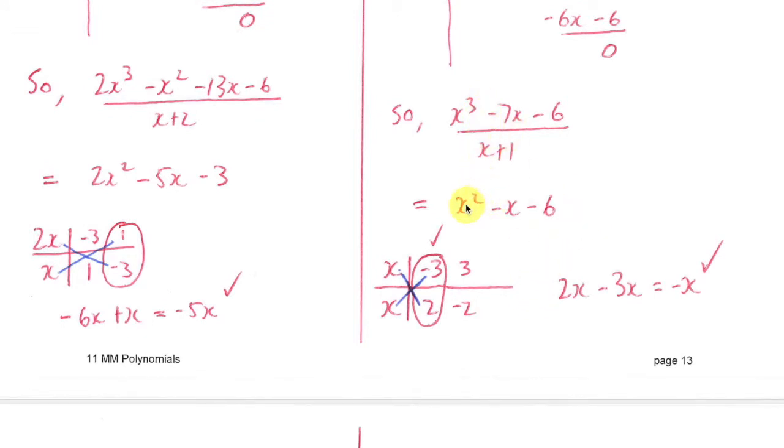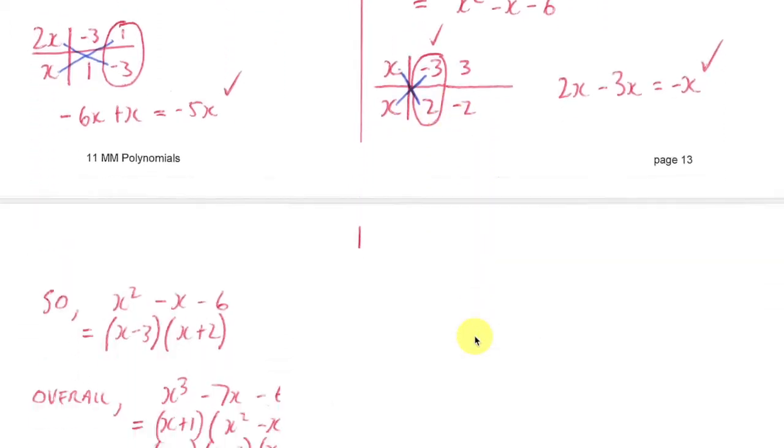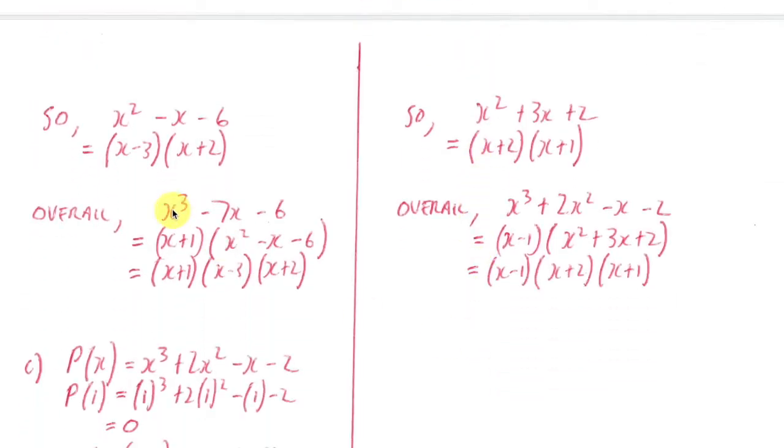Again, you can see these steps here. And now we have the factorization. So this here can be factorized to become x take away 3 multiplied by x plus 2. Overall, this cubic becomes that.